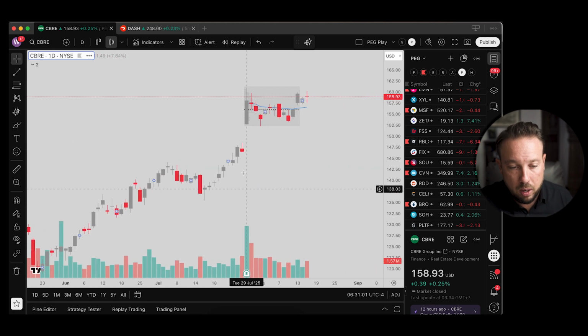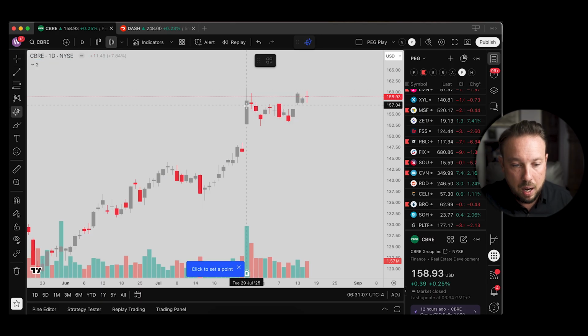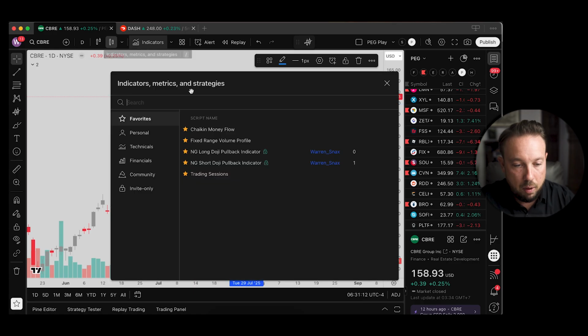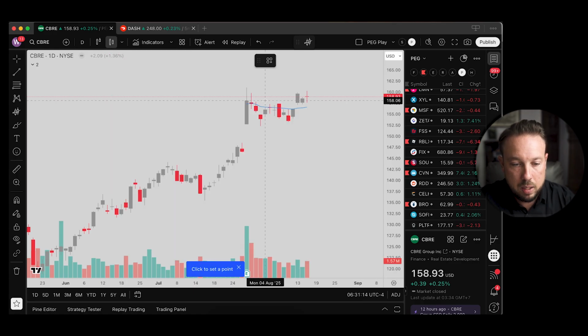But all we do is we get our gap up, we put in our anchored VWAP on the gap candle, all right? And we're starting to track that. And then we put in our fixed range volume profile starting on the gap day, and we move this over every day.